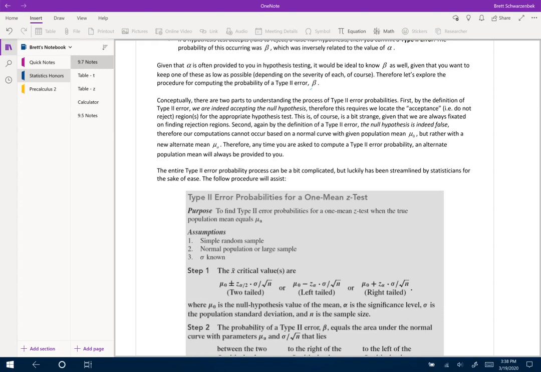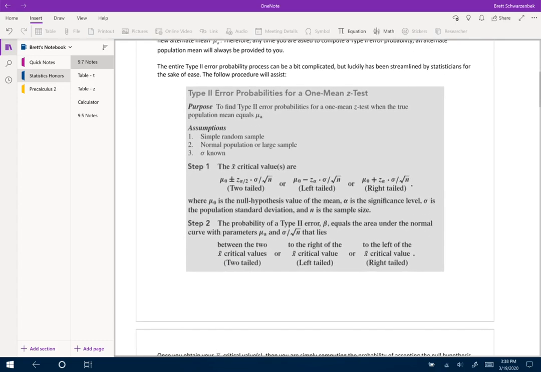Next, second, again by the definition of type 2 error, the null hypothesis will be indeed false. So it says, therefore, computations cannot occur based on a normal curve with a given population mean, but rather we're going to be given a new alternative mean. So this is not the alternative hypothesis. This is a new mean which actually is true. This sounds kind of weird, but in general, if we know we're accepting a false null hypothesis, we can't use the actual mean that was provided originally in the problem in order to calculate the probability. We need an alternative one. So that's what's actually going to happen in the problems.